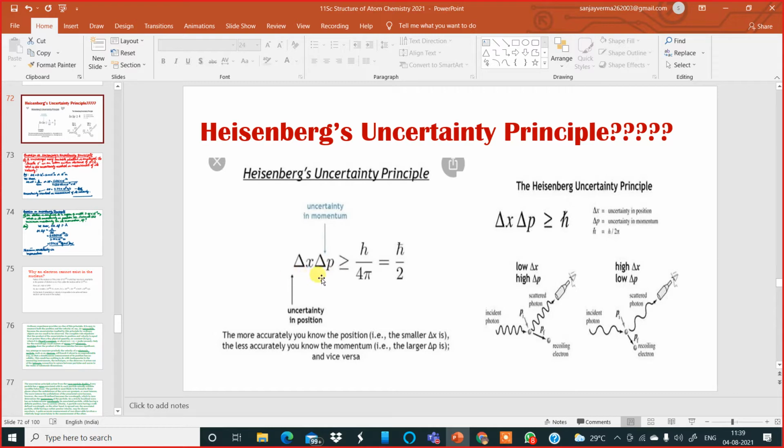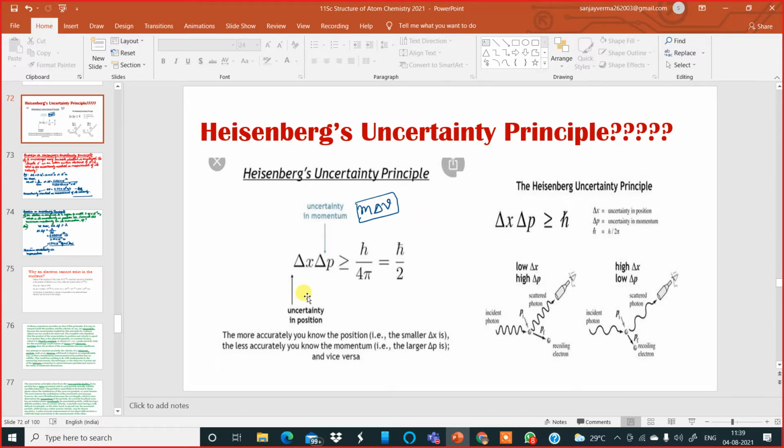There is a formula which you can see. Delta x means uncertainty in position, and delta p means uncertainty in momentum. Now, momentum means the product of mass and velocity. Product of mass and velocity is called momentum. Okay.